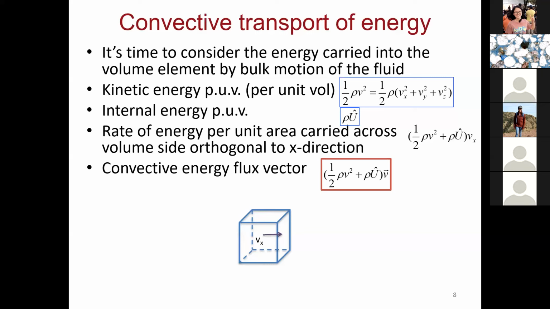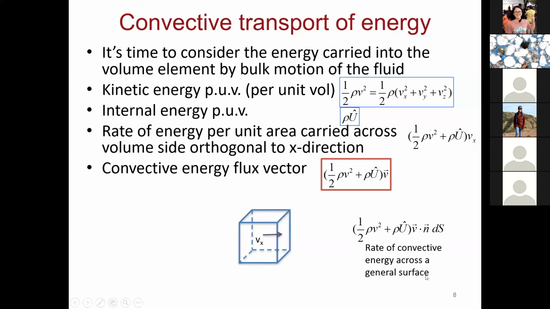So my convective energy flux vector is basically, this is the energy of the fluid packet, and this is the velocity with which it moves into my fluid element. So this is my convective energy flux vector. And again, good news is we have vectors describing this and not tensors anymore. This is the equivalent of what used to be the rho VV tensor in momentum transfer.